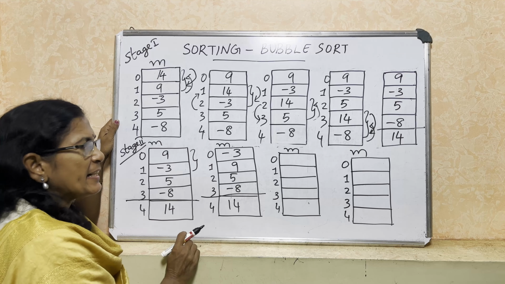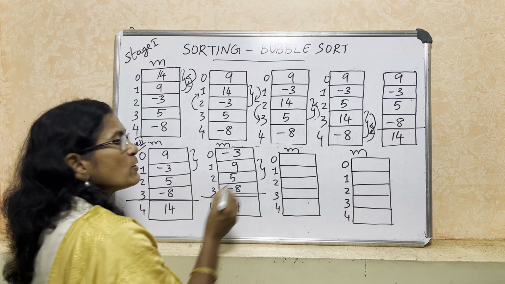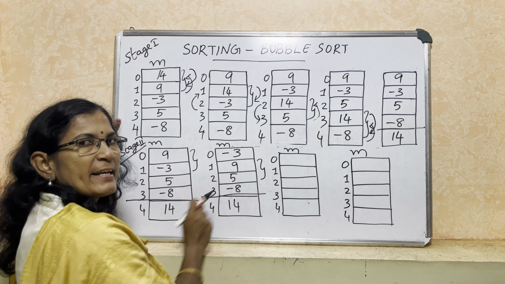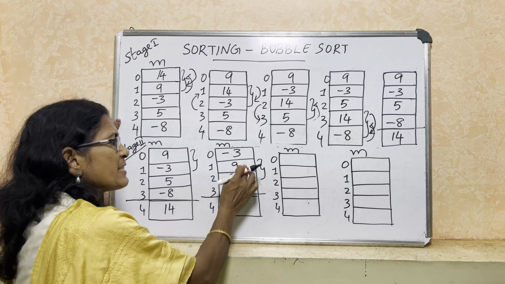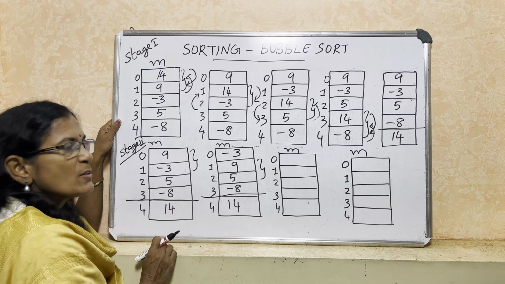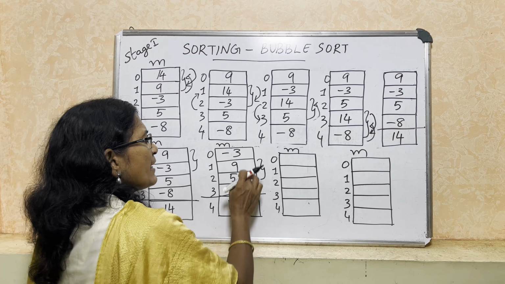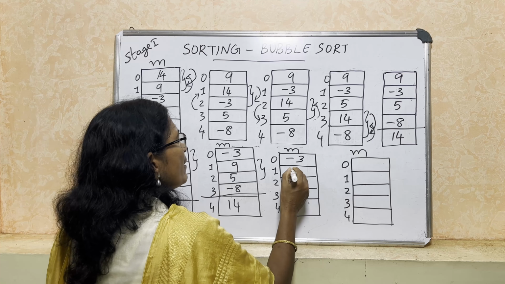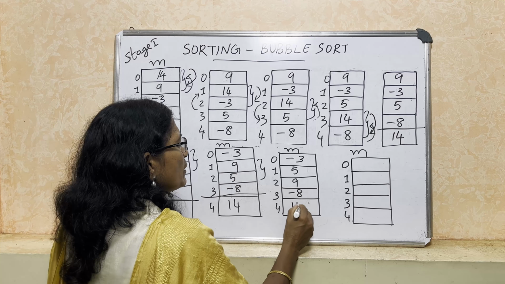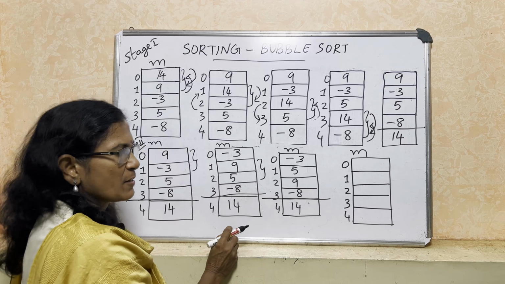Now let's go for the next comparison. Element at index number 1 and 2 should be accessed and compared. M of 1 greater than M of 2. Yes, M of 1 is greater than M of 2. So we have to interchange these two values. So after the comparison and interchanging operation, the resultant array will be minus 3, 5, 9, minus 8 and 14. 14 need not be touched.